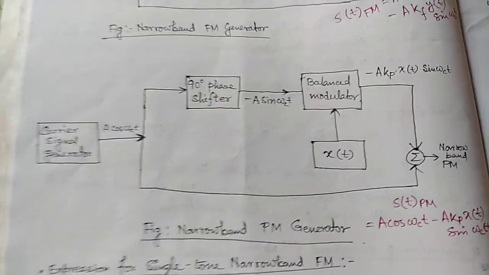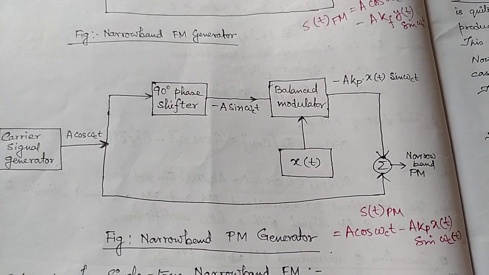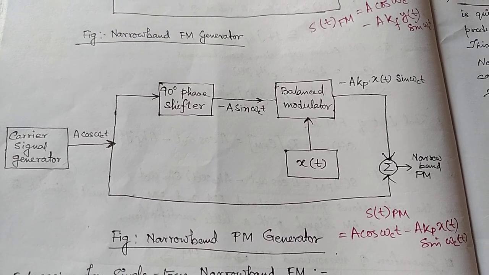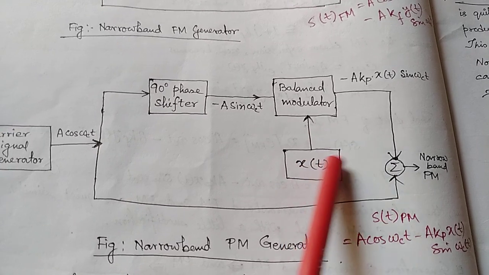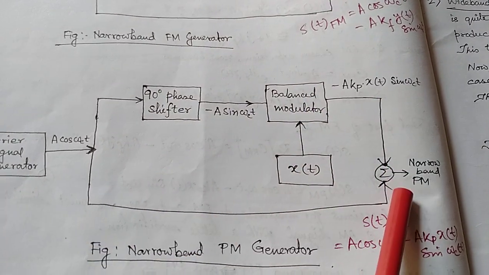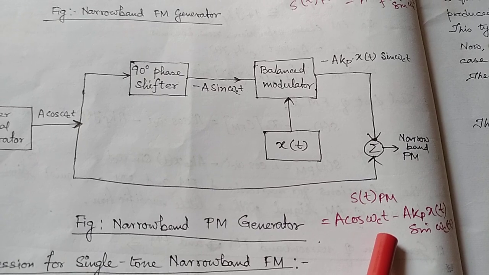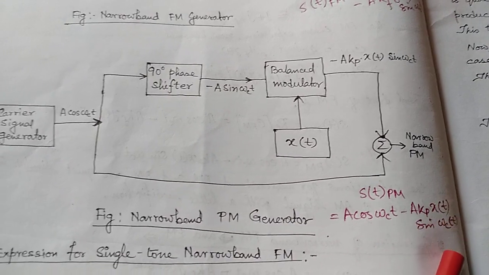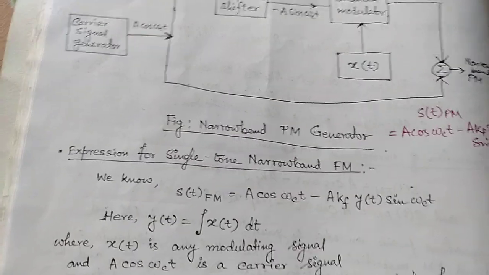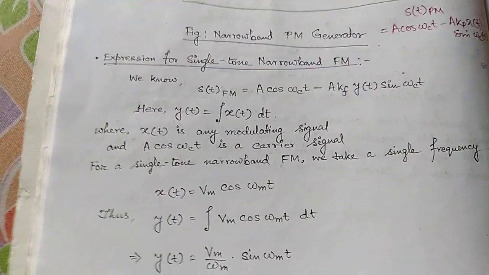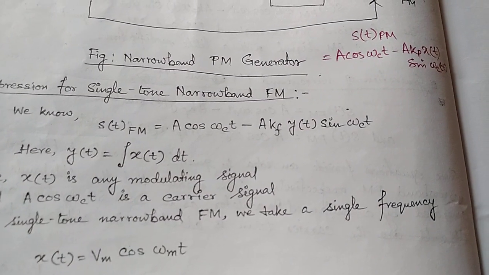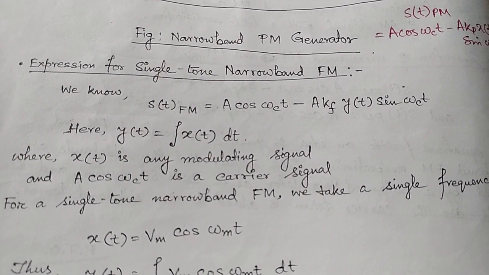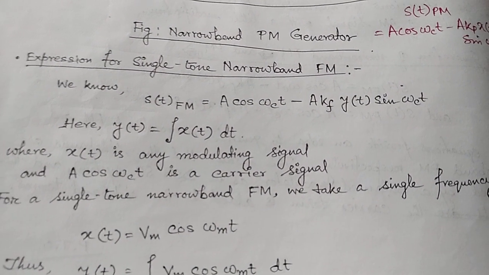And in a similar way, we can generate the narrowband PM, where the expression is A cos omega_c t minus A Kp x(t) sin omega_c t. Same fashion, only there is no integration part, no y(t), direct x(t) would be there. So my PM signal would become A cos omega_c t minus A Kp x(t) sin omega_c t. So we derived this expression of narrowband FM, where y(t) is the integration of the message signal x(t) dt, where x(t) is any message signal.